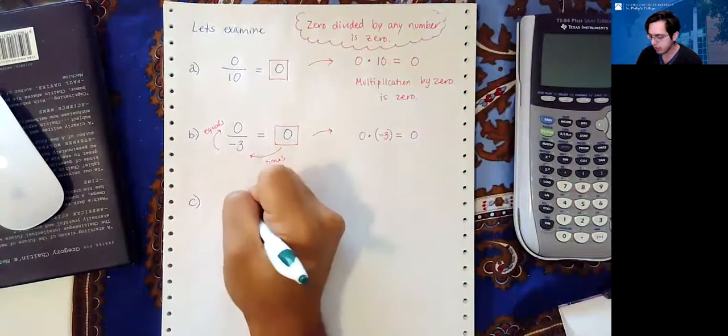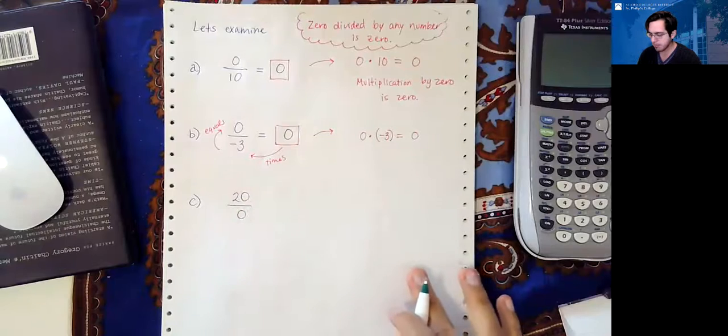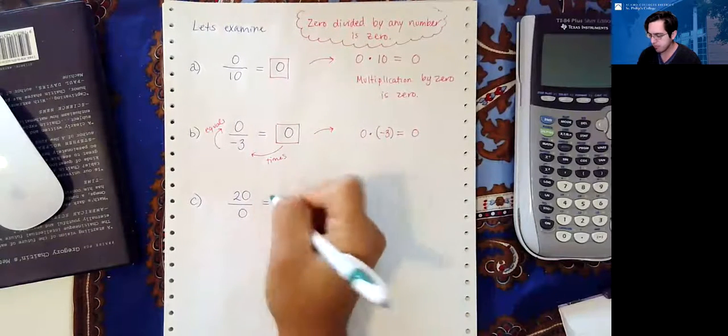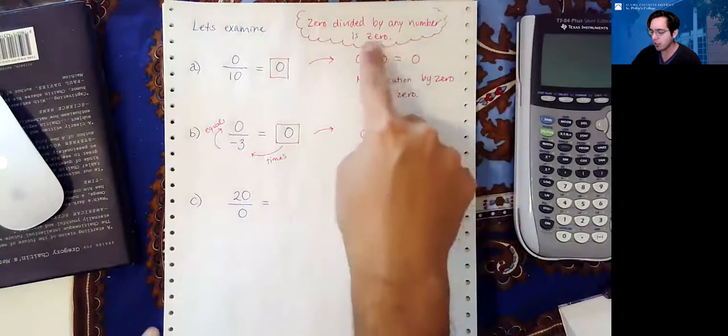Can anybody tell me what 20 divided by 0 is? It should be 0. That's actually not true. It'd be 20? Why do you think it's 20? I don't know. Right, so that's what I'm getting at. We sort of want to make sure that we're not guessing or overgeneralizing this, right?